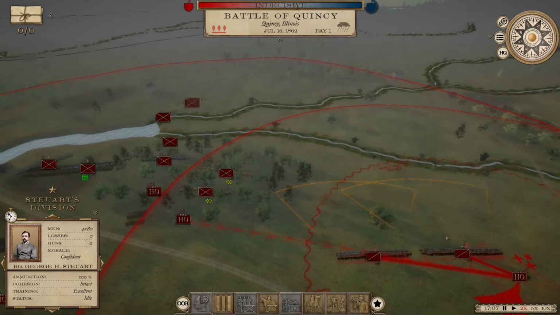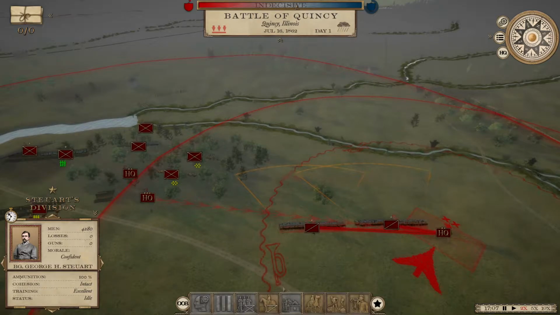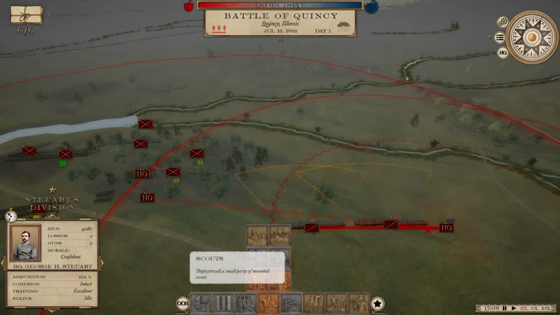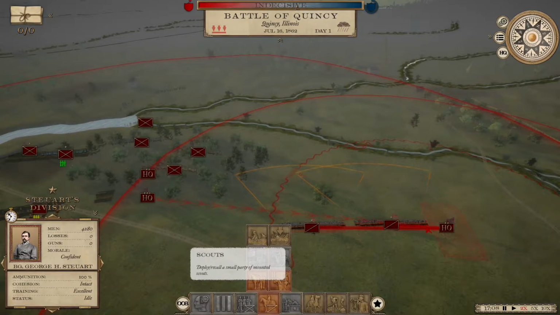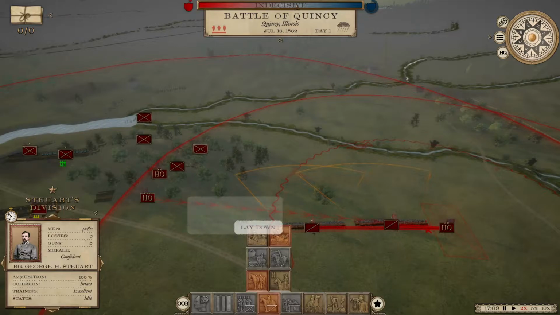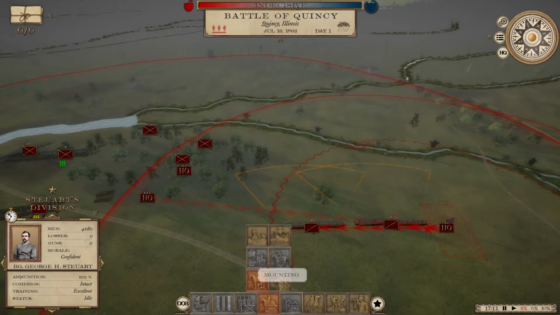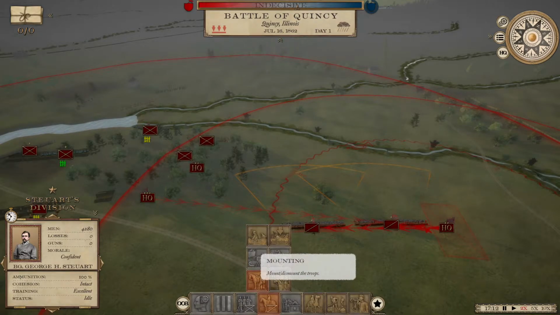We can see the order going through. We'll see if they respond to it. Some of the other things you can do with cav, some of it that's different from infantry, is you can deploy scouts. They don't have skirmishers, but they do have scouts. You do have the ability to lay down. I'm guessing that forces folks off of their horses. Right here, you can see there's the mounting option. I believe when it's that red bronze, that means that they are mounted.